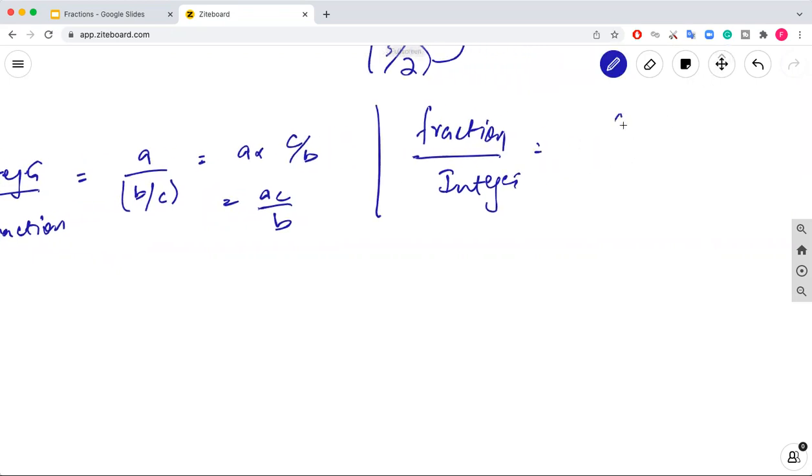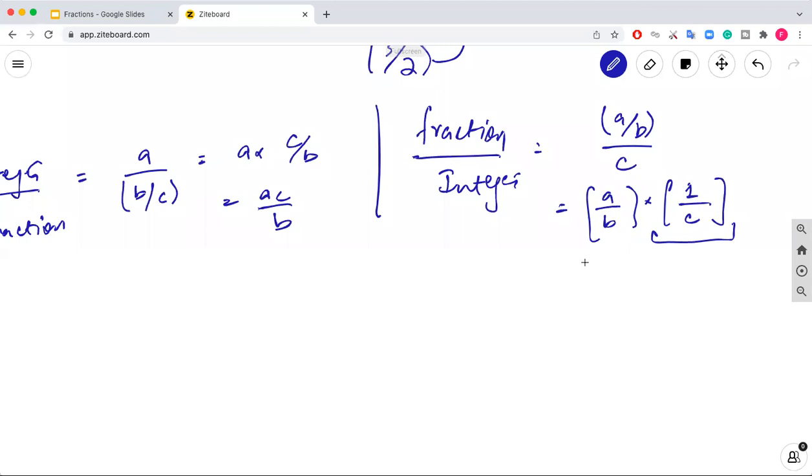For example, we have A over B fraction divided by integer. You can think of this as A over B fraction into, not exactly a fraction, a 1 over C. You can think of C in the denominator this way, as a fraction, 1 over C. So we are just multiplying two fractions, A over B into 1 over C, right? So you get A over BC.